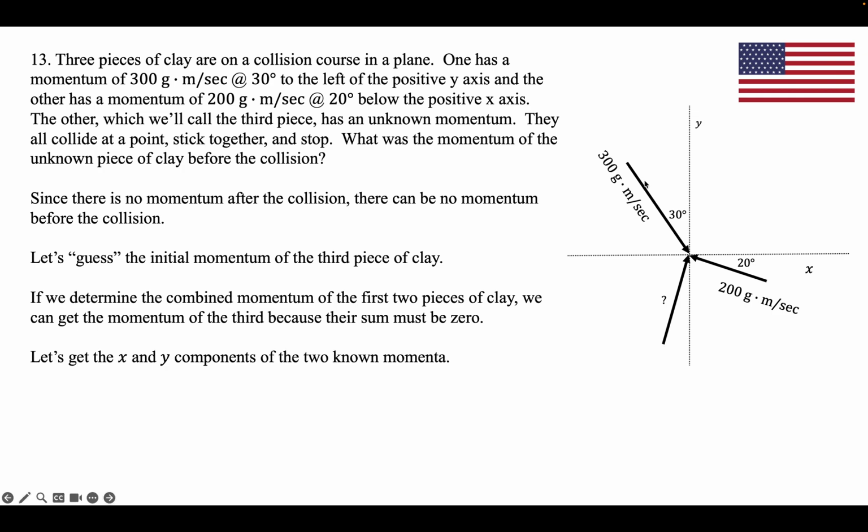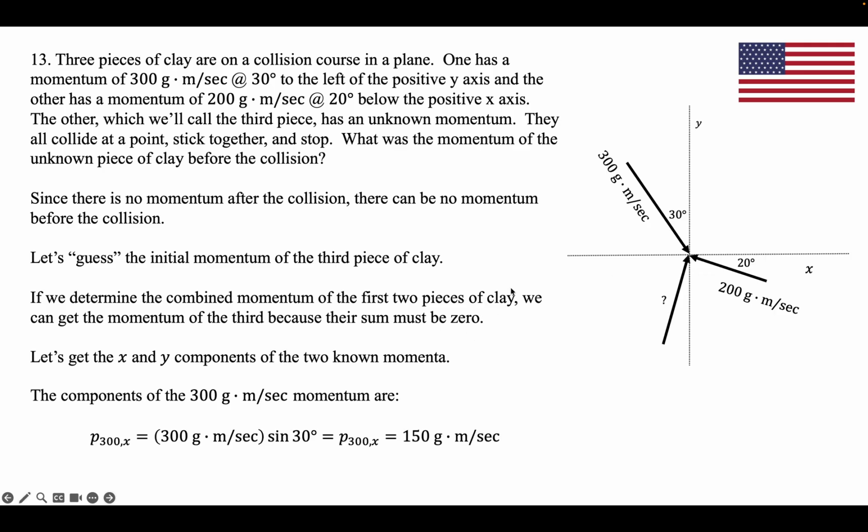So let's get the x and the y components of the two known momentum, being careful to get the signs right. The 300 gram meter per second in the x direction is positive, and it's the opposite side of the 30, so it's sine. In the y direction, it's downward, and you use the cosine to get that magnitude. 260 down, 150 across.